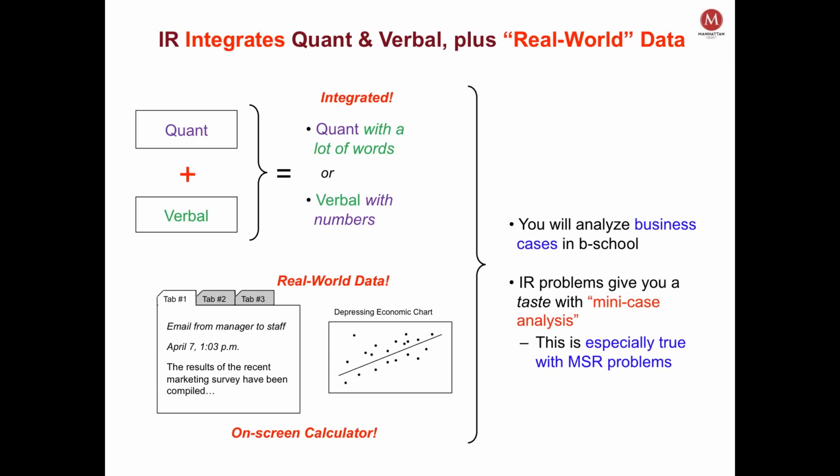This is important because you're going to be analyzing cases in business school. These IR problems really were designed to be sort of mini case analysis problems, and this is especially true with MSR problems. These are the most case-like of all because you'll have multiple sources of data, hence the name, multi-source reasoning. And you'll have a calculator, just as you would in business school if you were analyzing a case. Sadly, no Excel, but at least they give you the calculator.